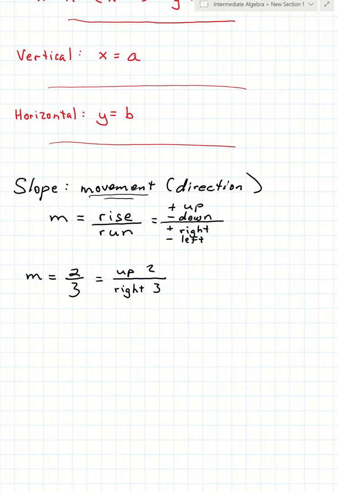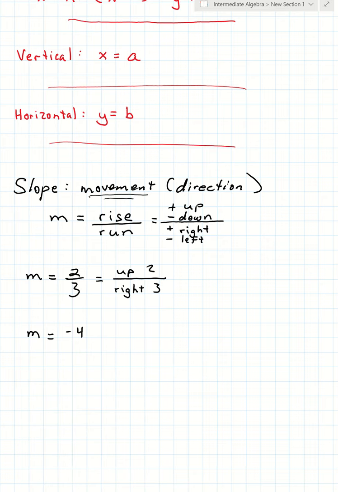Let's try another example. Let's say we have a slope of maybe -4. Now, slopes should be expressed as a fraction. So let's think about -4 as a fraction.